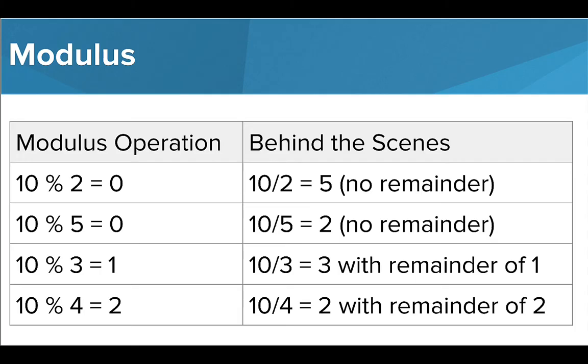For example, if I wrote 10 modulus 2, my remainder would be 0 because 2 evenly divides into 10. Similarly, if I write 10 modulus 5, my remainder is still 0. But if I write 10 modulus 3, my remainder is 1, so that will be the value given from this expression. If I wrote 10 modulus 4, I'd be left with a value of 2 because that is my remainder. We'll use this operator in a future example to practice with it further.